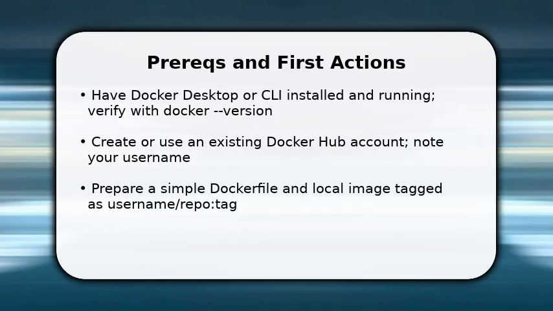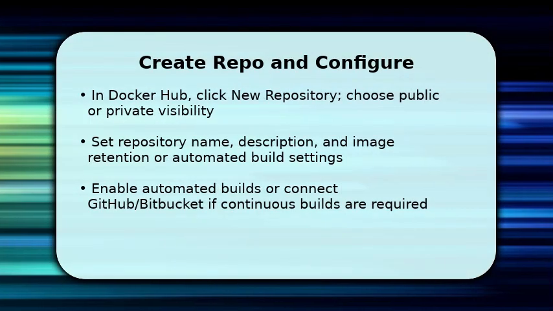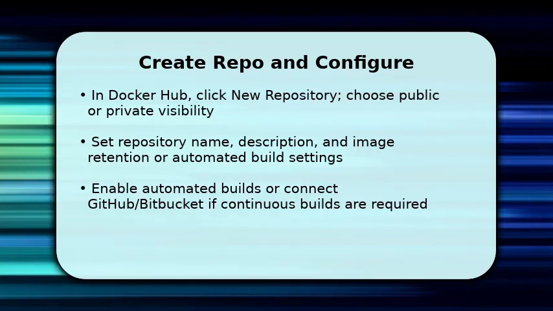You navigate Docker Hub and create the repository name matching your image namespace. Choose public or private visibility based on who should access the image: public for open source, private for restricted use.